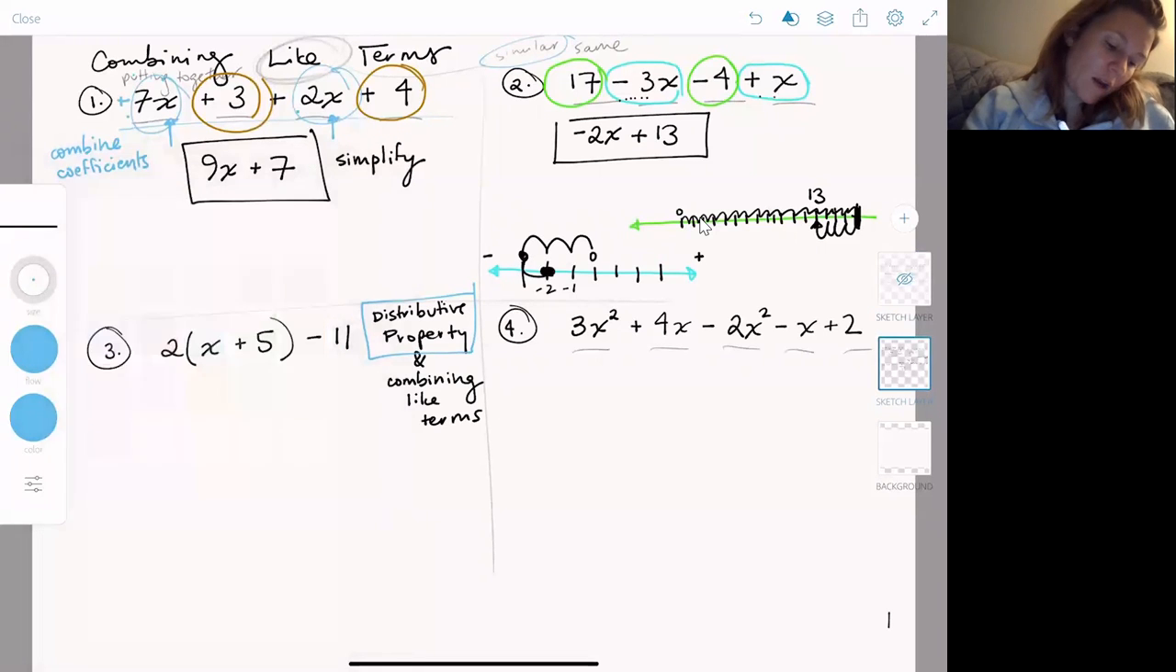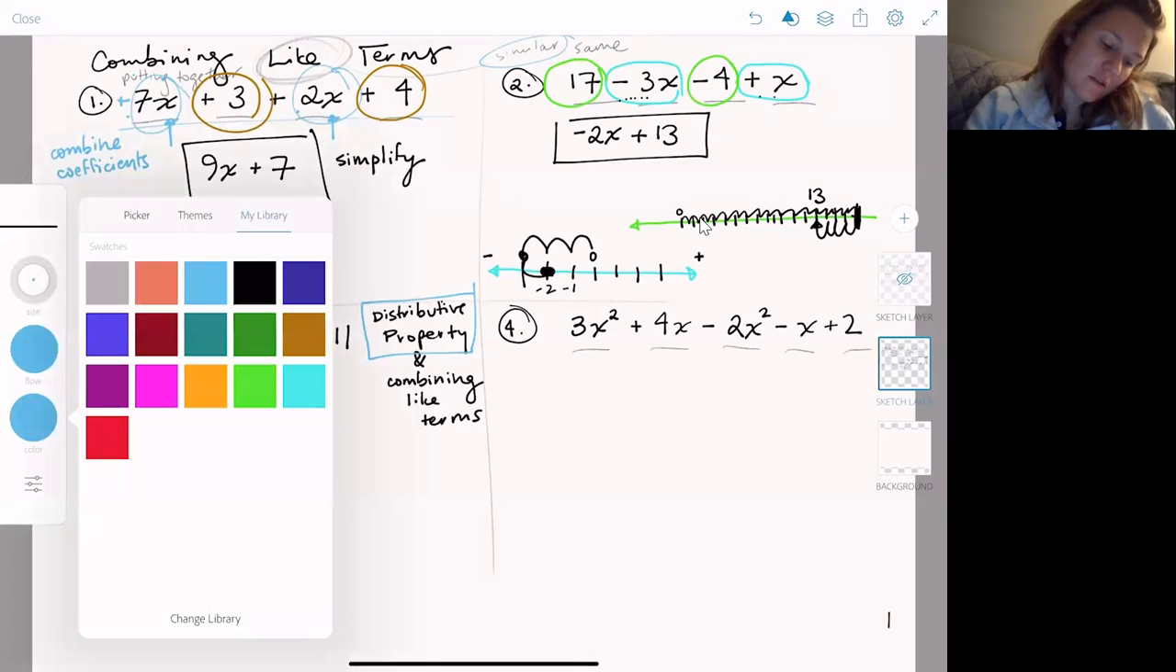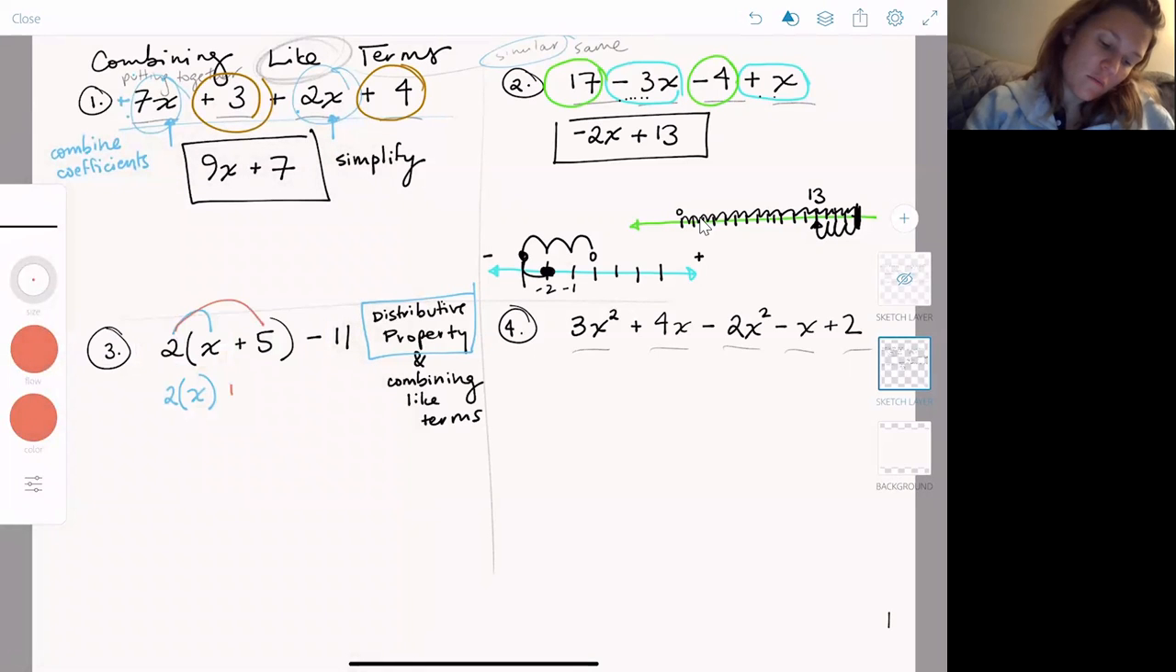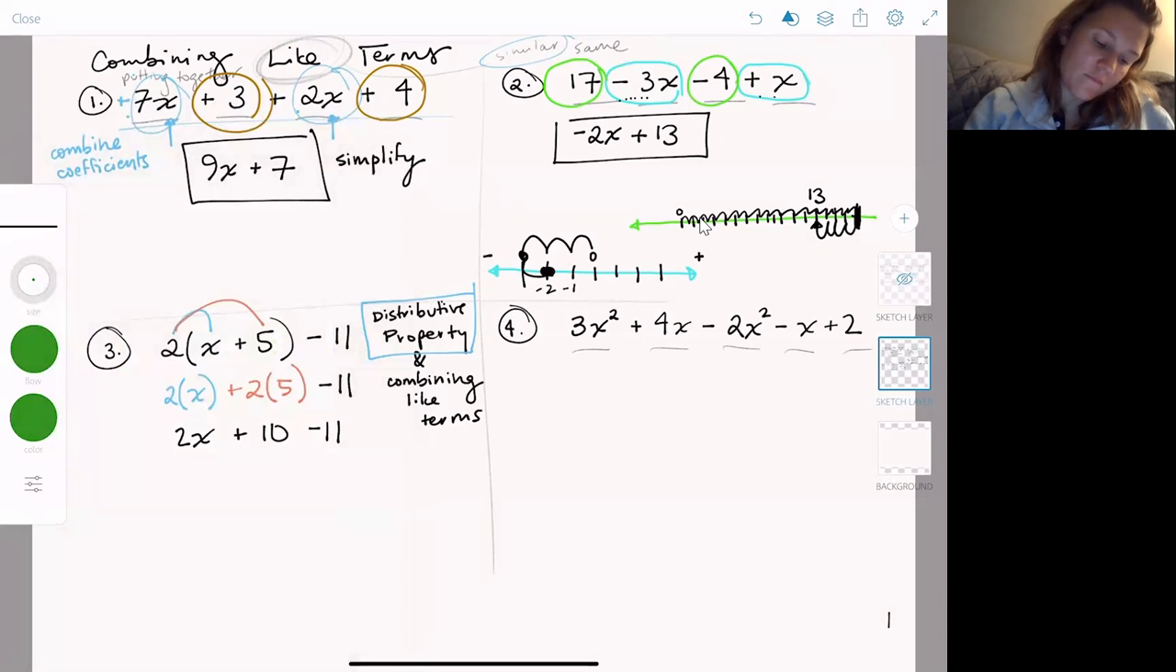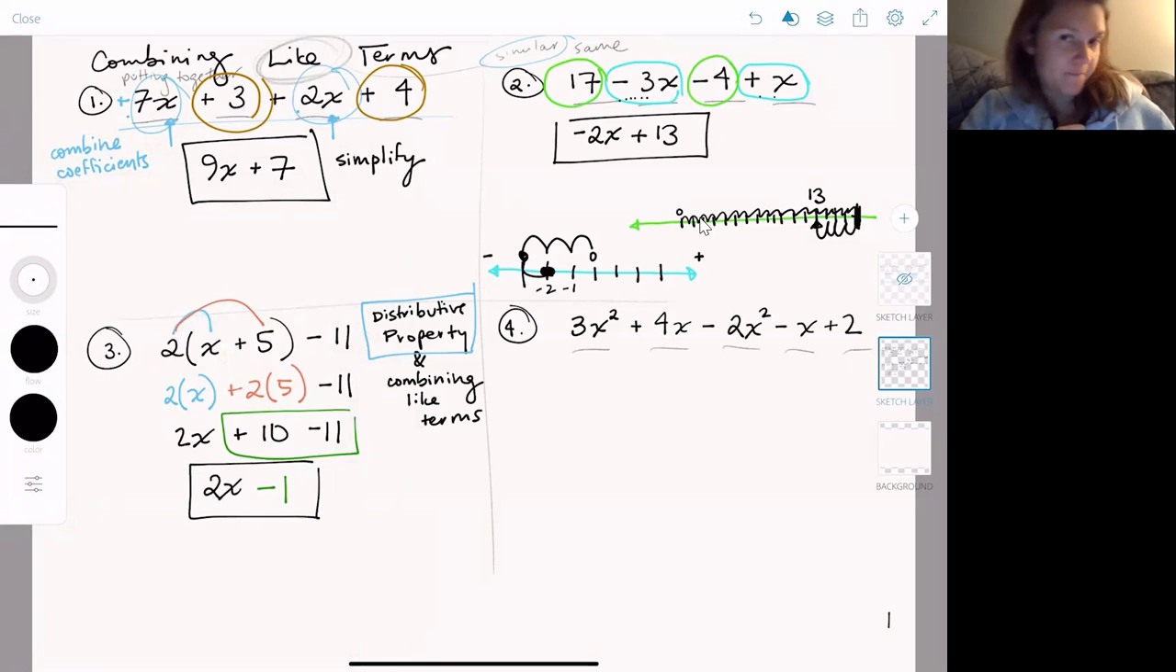So I'm gonna use this. We're gonna multiply 2x. Two times 5 is 10. And then I combine my like terms. 10 minus 11 is going to give me a negative 1. And then I've got 2x here. Okay?